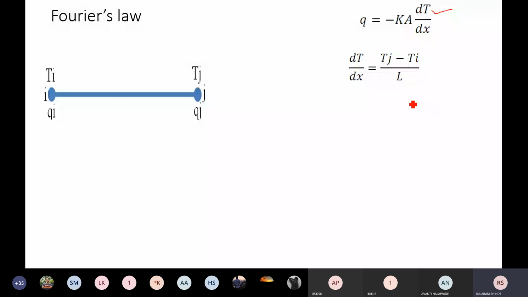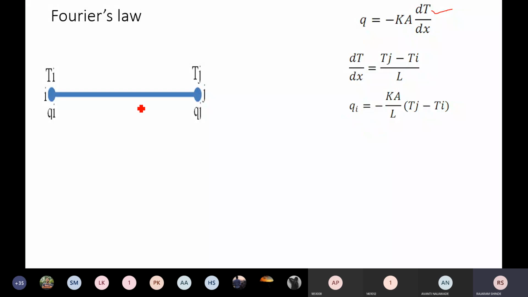Okay, now next one. Now I will put this value in this equation. Then when we put this value in this equation, it becomes Q is equal to minus Ka (Tj minus Ti) by L. Okay, you can see here, you will get this equation.